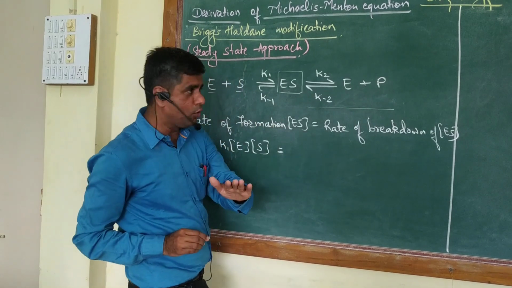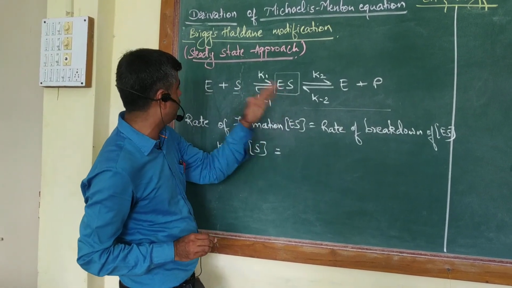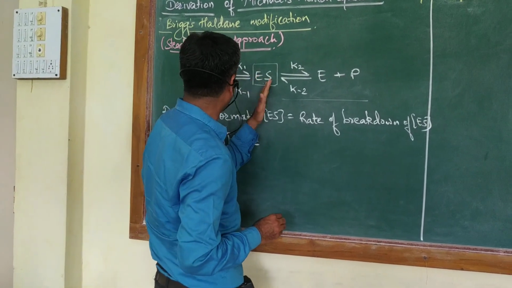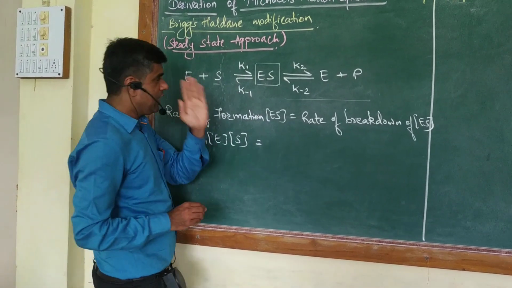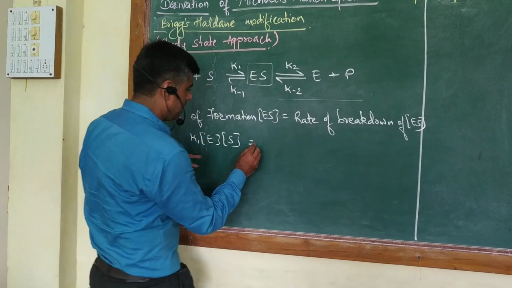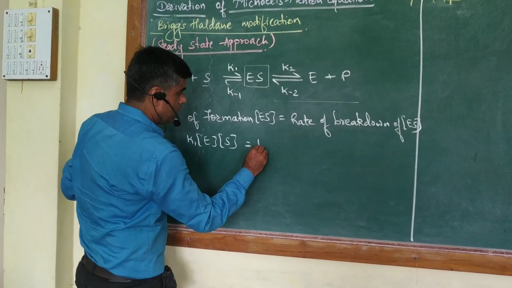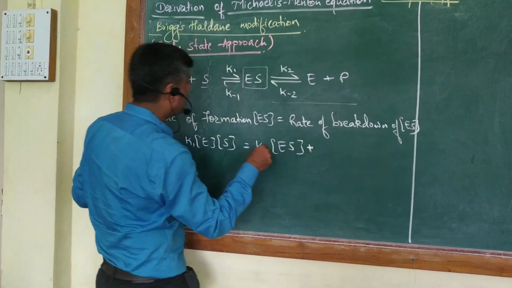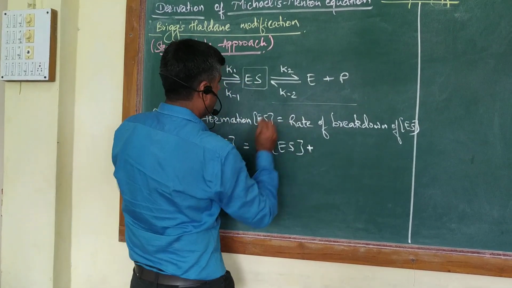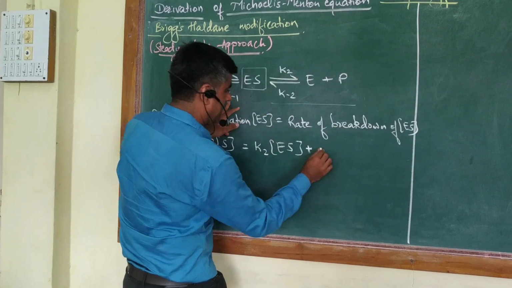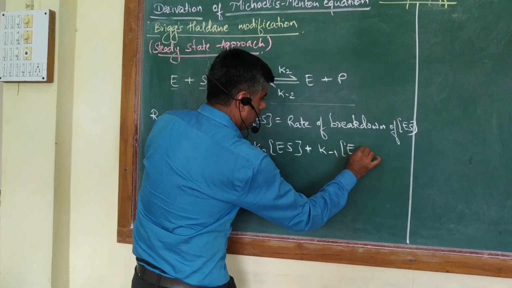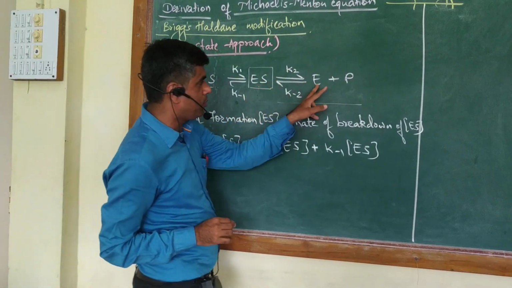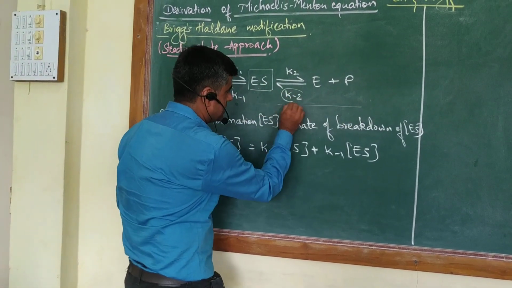Now in the equilibrium approach, ES we consider to be broken down only into E and S. Here we consider that ES can be broken down either into E and S or into E plus P. So here I will say this is either K2 into ES, or plus, for the breakdown we are talking about, K-1 into ES. Here I have not considered the formation of ES from E plus P because we neglect this.